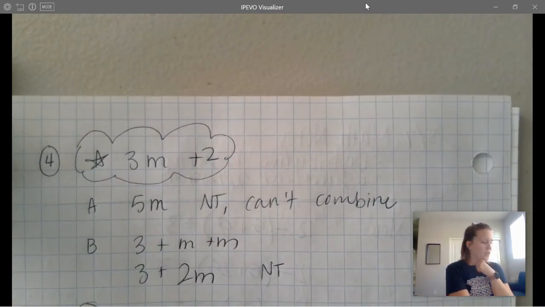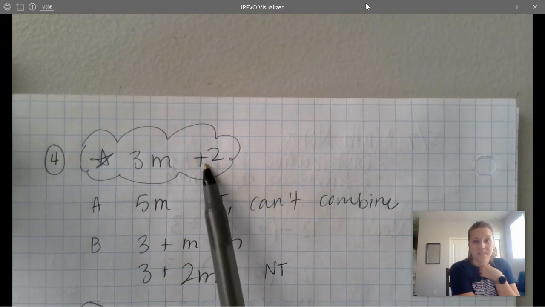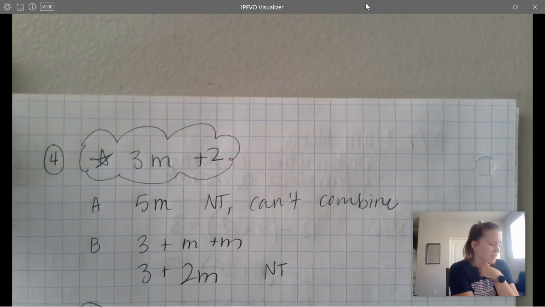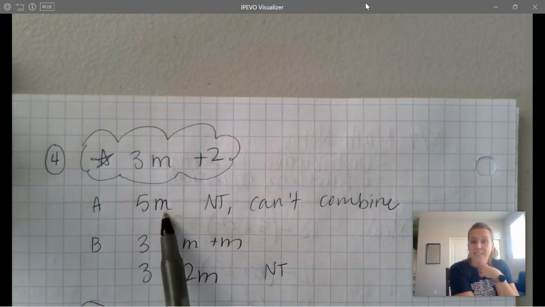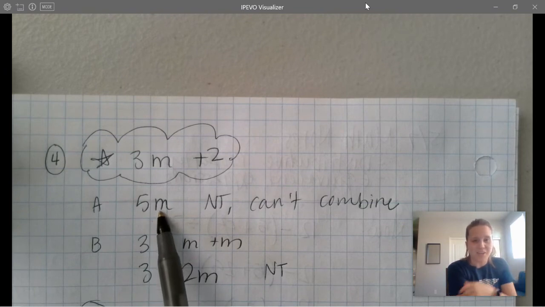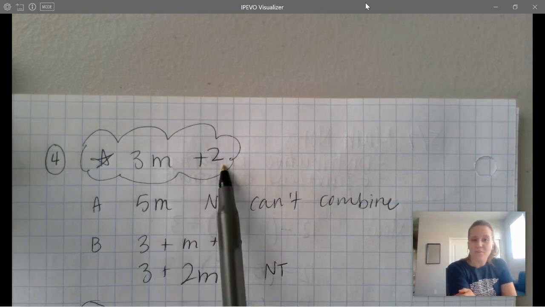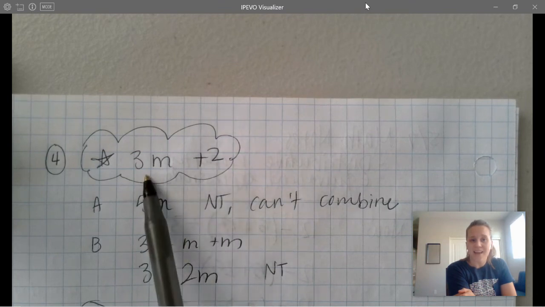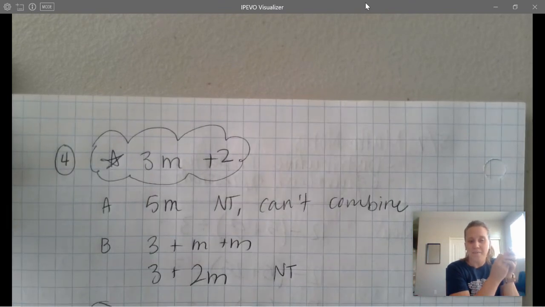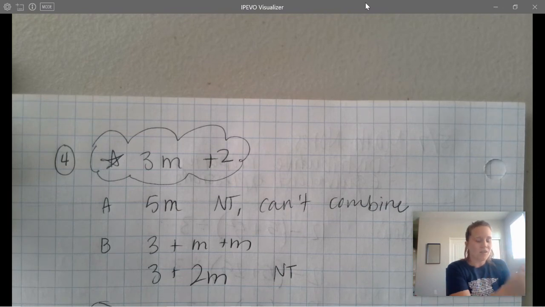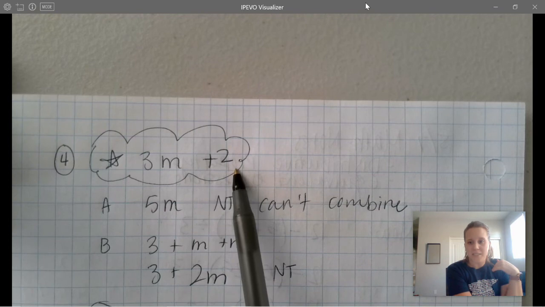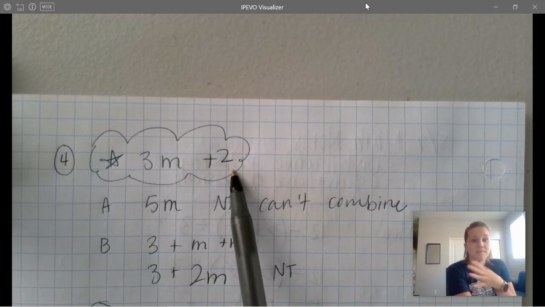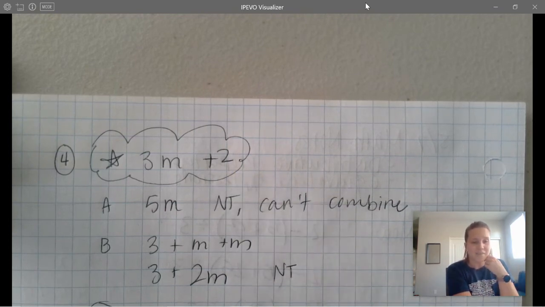All right, so here was my original expression. I just like to put it at the top so I can keep looking back at it. A said 5m. This is a common mistake that some 6th graders make that I hope you caught on your own and I hope you will catch on your quiz today. When I'm adding 3m and 2, since they're not like terms, I can't combine them by adding the number part. So A is a common misconception, but no, it's not true. 3m plus 2 can't be combined anymore. That's just as simple as it gets, okay?